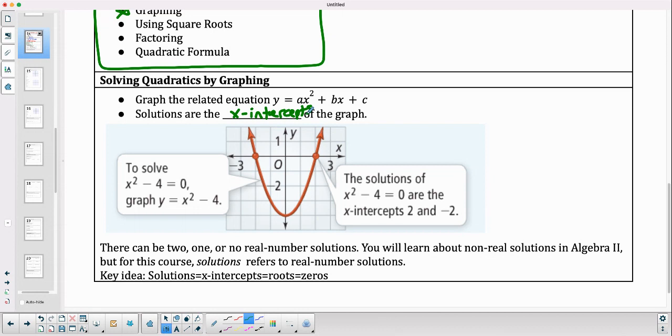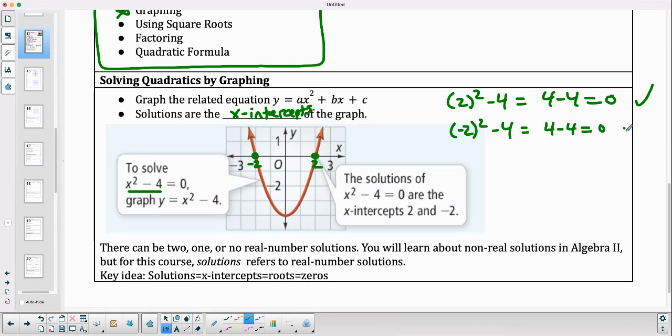Okay, our parabola hits the x-axis right there, at -2 and at +2. So what those are are the two numbers I could plug in to make that equation equal 0. Because again, I'm graphing this equation. So if I plug 2 into that equation, I get 4 minus 4, which is 0. That's a solution. If I plug in -2 into that graph, -2 squared is still positive 4. So 4 minus 4 is my other solution.